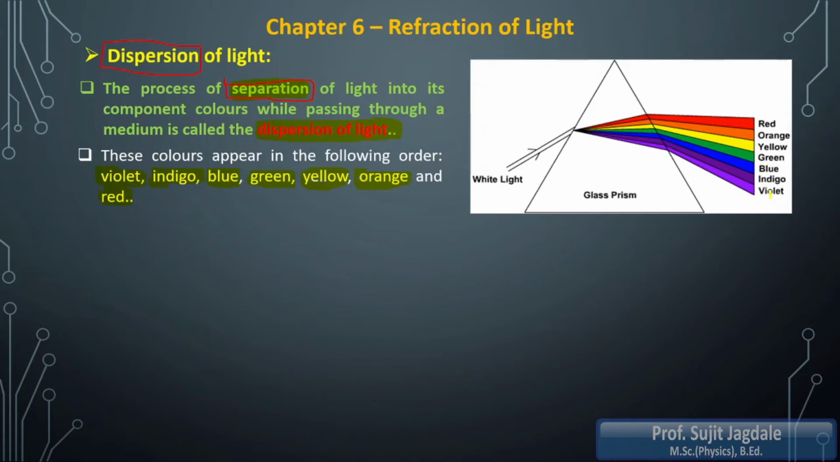You can see here the sequence is shown: V, I, B, G, Y, O, R. Deviation means by how much angle the light is bent as compared to the original path. If we consider the deviation, then for the violet color the deviation is maximum, and for the red color the deviation is very low.